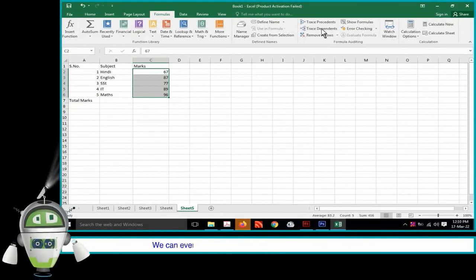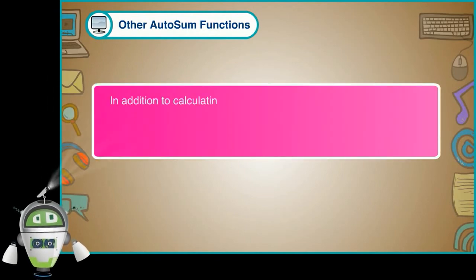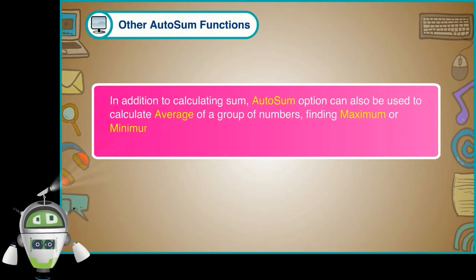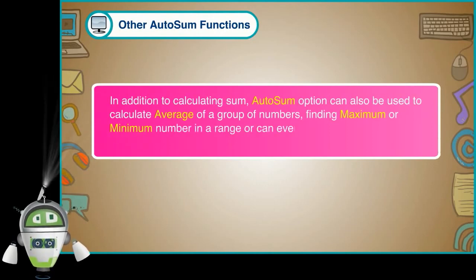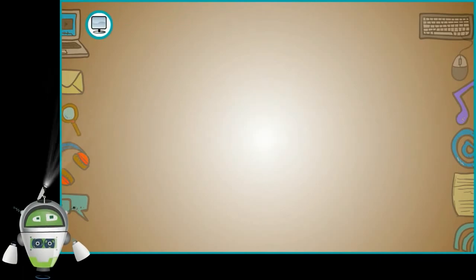Or we can even click on the AutoSum option present in the Function Library group on the Formulas tab to calculate the total marks. Other AutoSum functions. In addition to calculating sum, the AutoSum option can also be used to calculate the average of a group of numbers, finding the maximum or minimum number in a range, or can even be used to count numbers in a range.